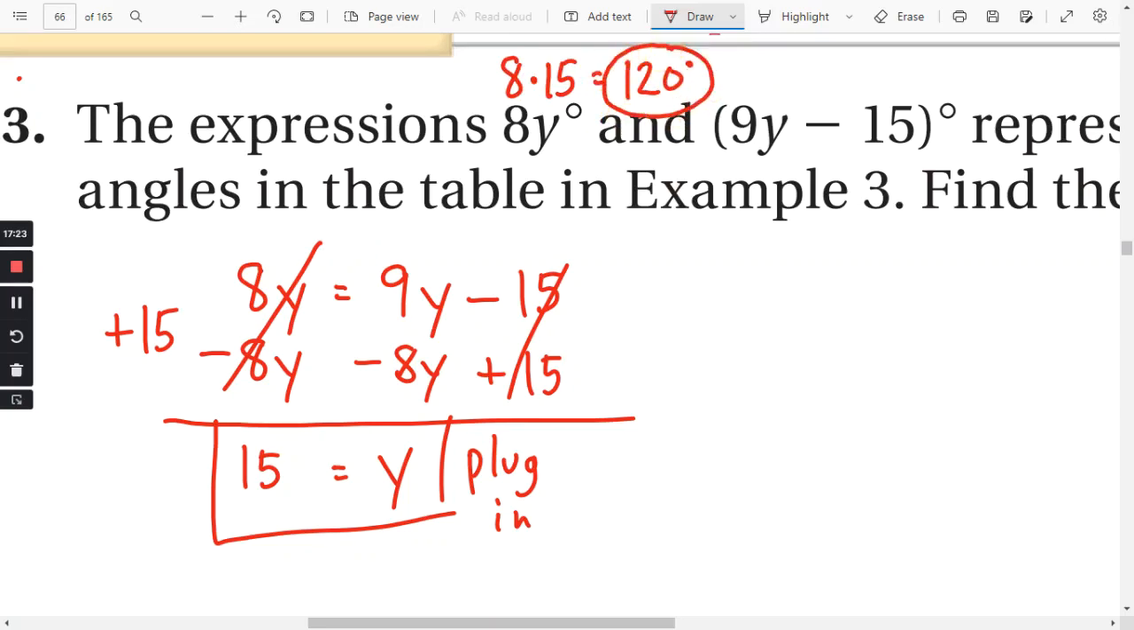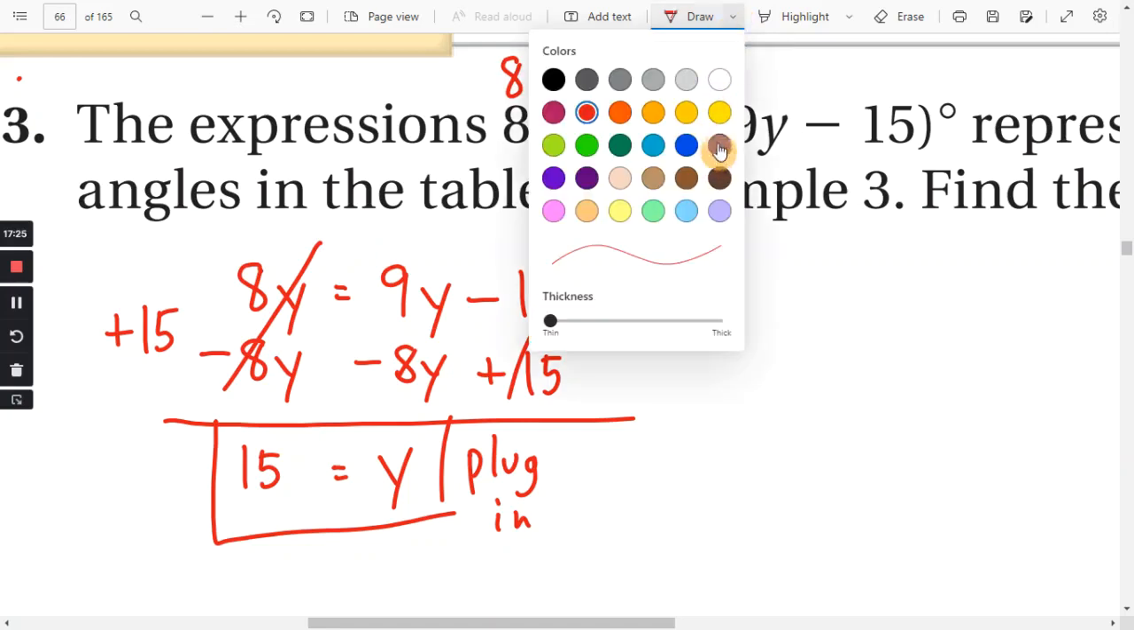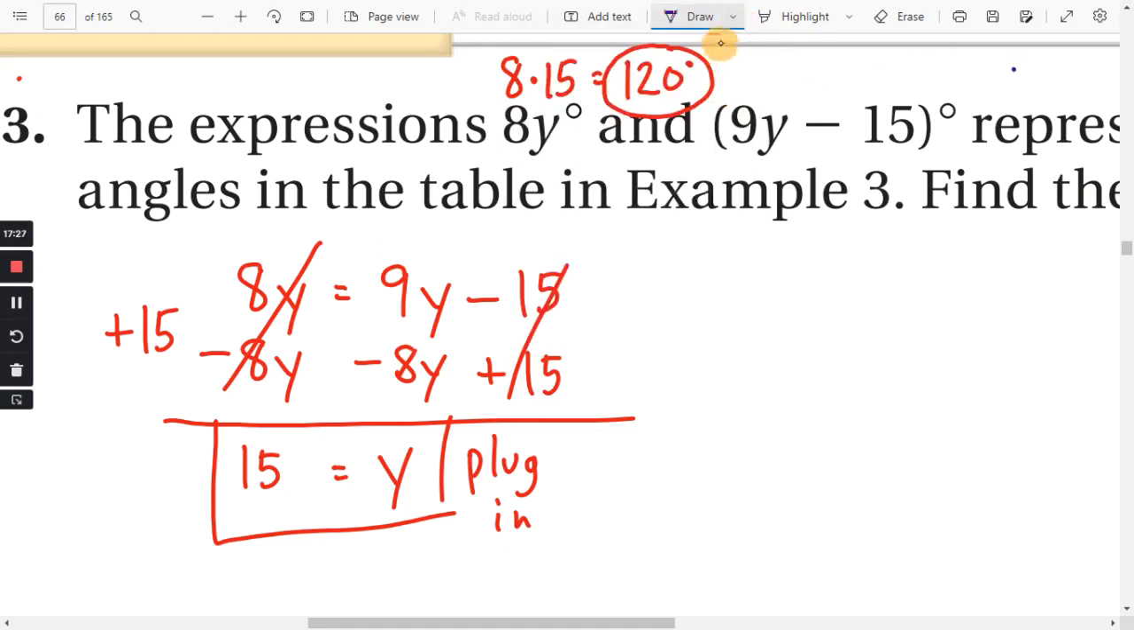Let's make sure the other one is the same. Okay, here we have 9y minus 15, so that's just 9 times 15 minus 15. Okay, that's 135 minus 15, which is 120. And that's in degrees. So same exact thing.